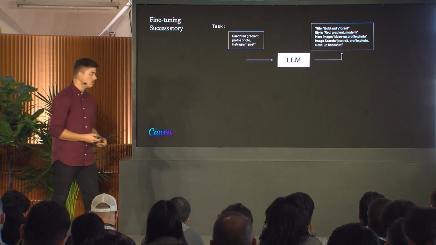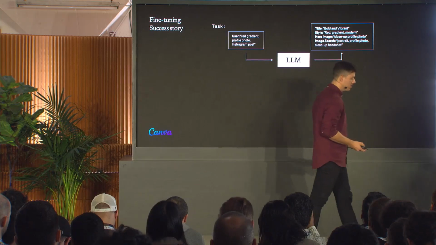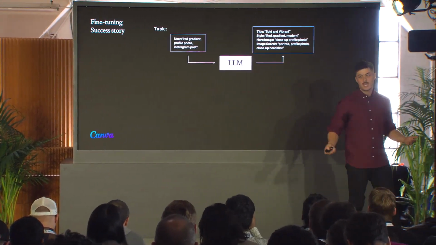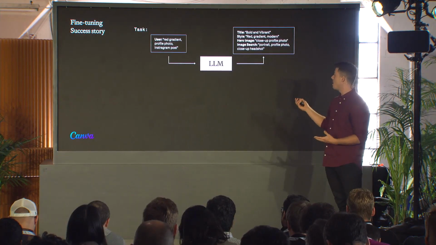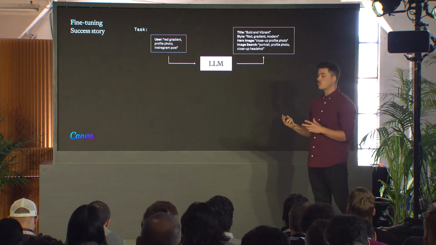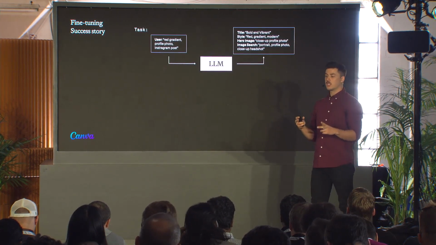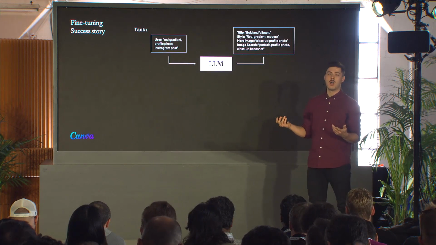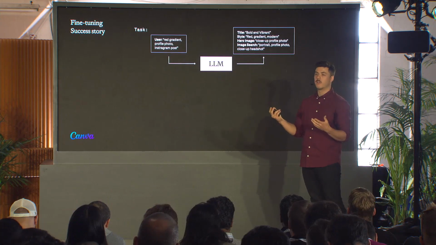So I want to look at a success story of fine-tuning, and this one comes from our friends at Canva. The task here was to take a natural language description of a design mock that the user wanted, give it to an LLM, and have the LLM output a structured set of design guidelines. They could then use those structured design guidelines to generate a full-size mock and present that to the user. So it's a quick way to throw out some ideas and get a full-size mock.